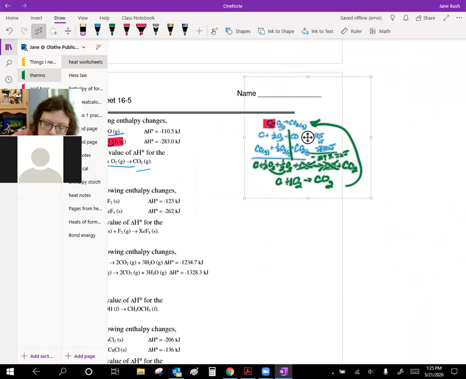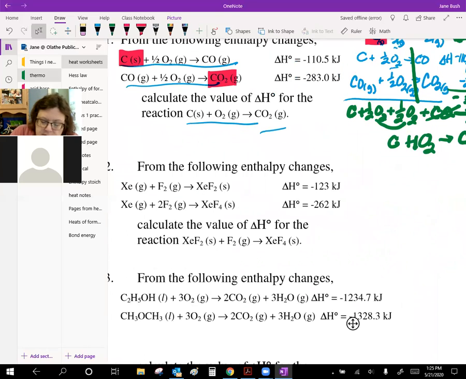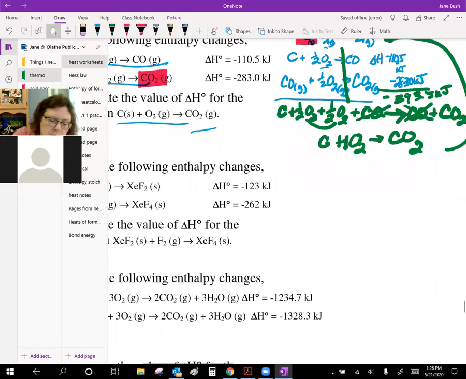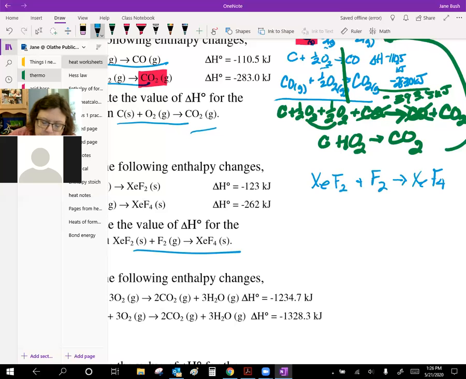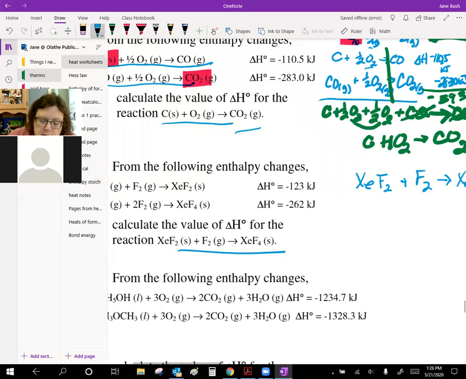Okay, let's do the next one. This is what we want to make, XeF2. And I'm going to go ahead and rewrite it over here. Plus F2 gives us XeF4. Okay? We have two equations we can use.